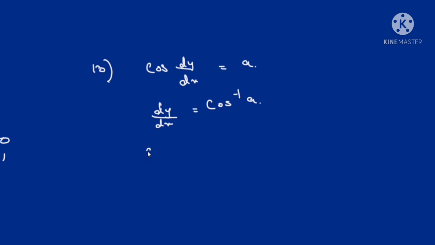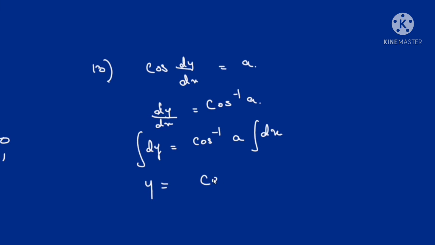The 13th question, cos dy by dx is equal to a. We need dy by dx. This is a composite function, so just take out this cos to the side. Cos inverse a. Now separate the variables. So dy is cos inverse a into dx. Cos inverse a is a constant. Remember that. So integrate it now.